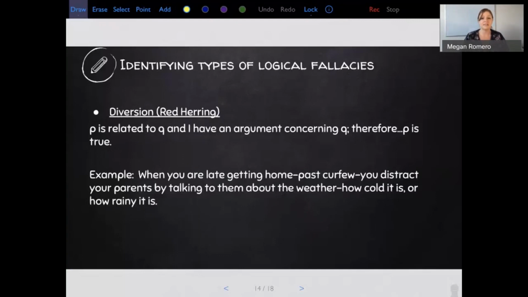One that we see today in our current world is people will say, if you kneel, you don't support the troops. By saying that, whomever is saying that, they're distracting from the reason why people are kneeling during the Pledge of Allegiance.